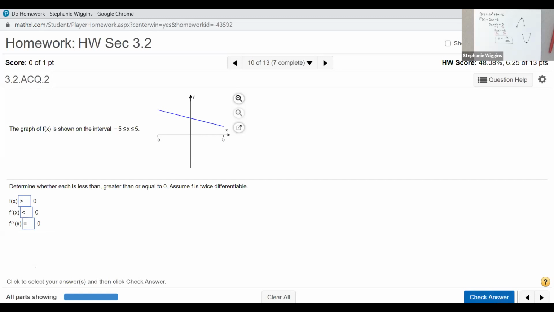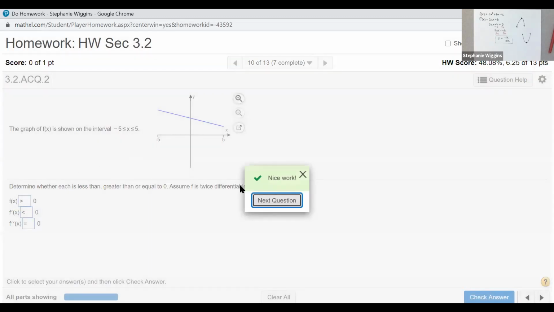See how conceptual this is? It's really understanding what it means for the first derivative. What does it mean for the second derivative? That's why I wanted to walk through this with you. Can't talk today. Okay.